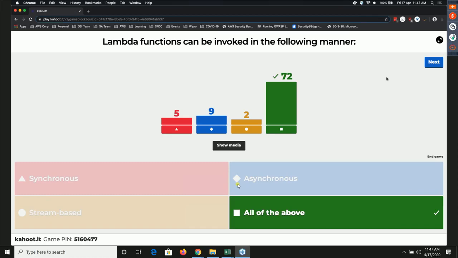We had very few answers of synchronous, stream-based, asynchronous, but yes, all of the above is the right answer. As I just explained, synchronous is when you invoke it through, let's say, an API Gateway. Asynchronous is when you're running it through cron, or from an S3 bucket, as in the video example that we had shown you. And stream-based is through queues invoking the function directly.